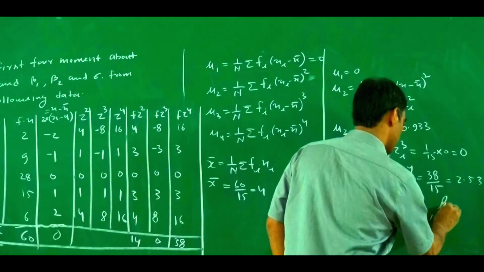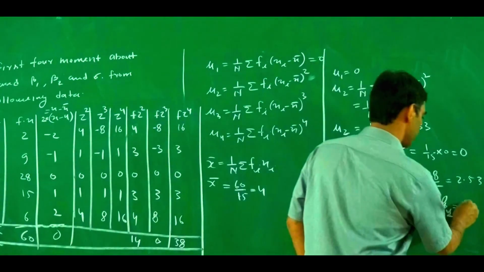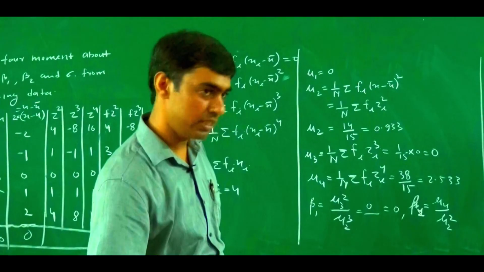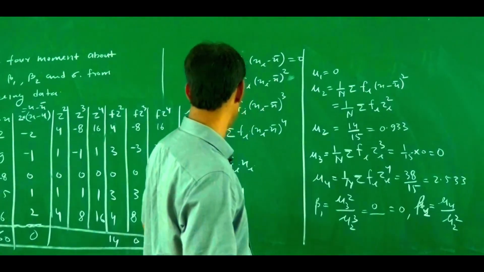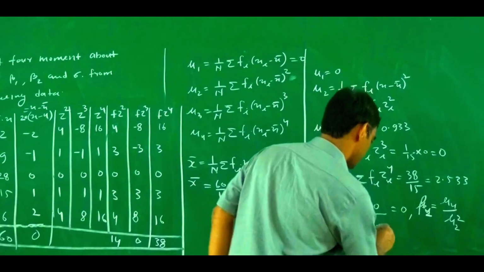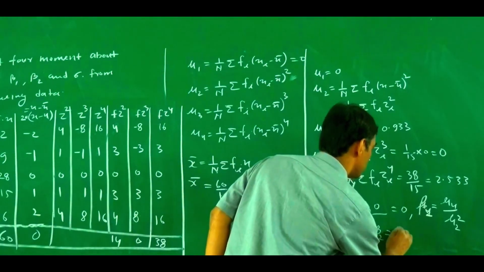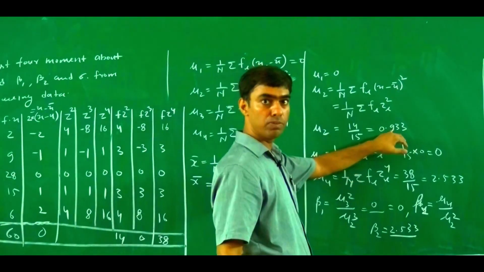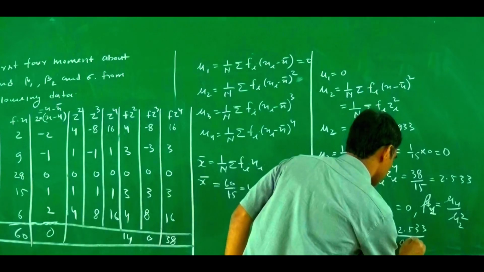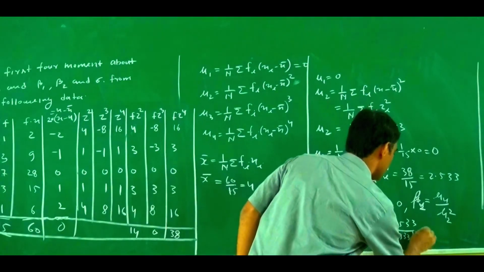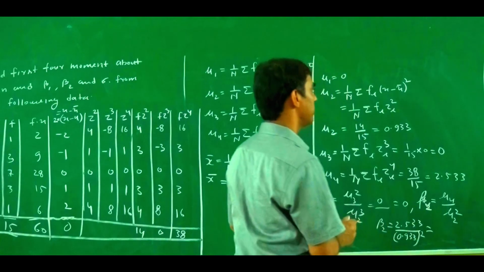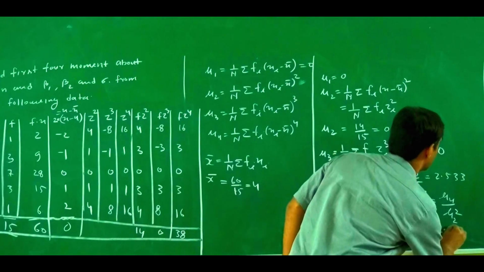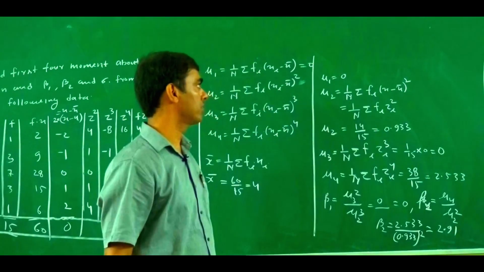Sorry, not beta 1, what is the value for beta 2? Beta 2 equal mu4 upon mu2 square. If we put the values here, mu4 upon mu2 square, what is the value for mu4? Mu4 equal 2.533 divided by mu2 square. What is the value for mu2 square? 0.933 whole square. So if we simplify this one, what is the value for beta 2? This one becomes 2.91.